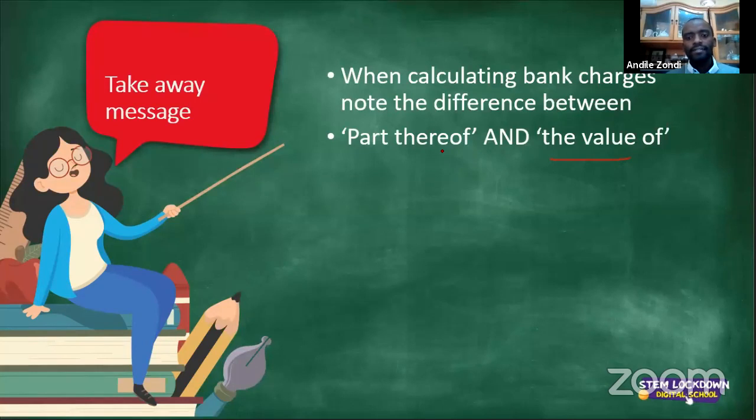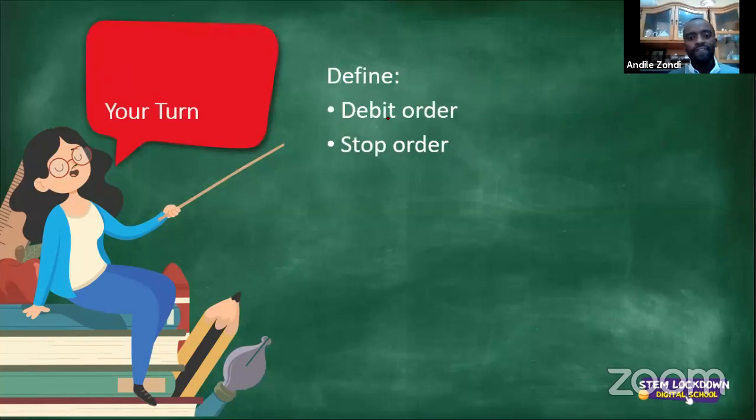Okay, and I need to define these terms. Learners always confuse these words, right? The first one is debit order, and the other one is stop order. So for homework, please define this for me: debit order and stop order.